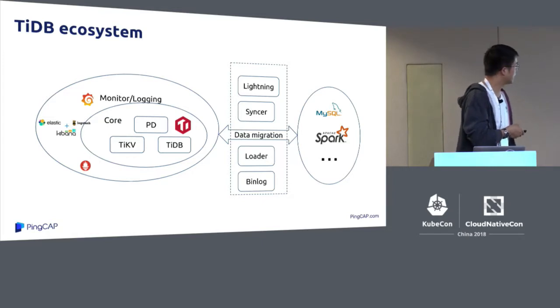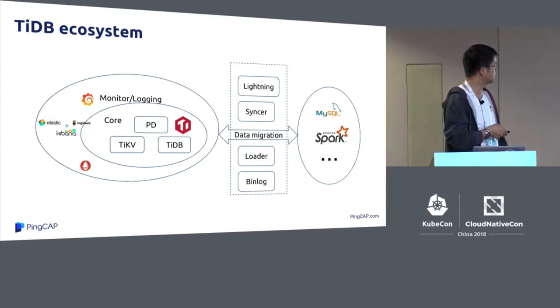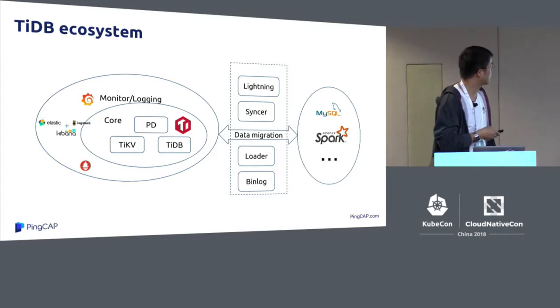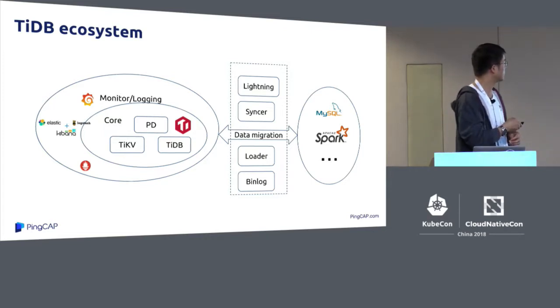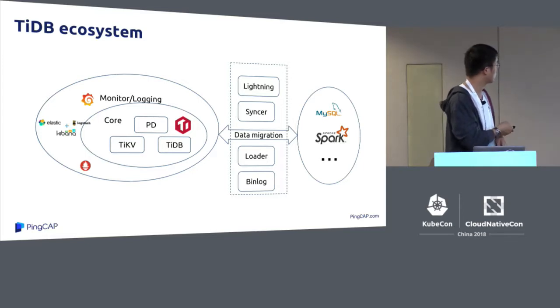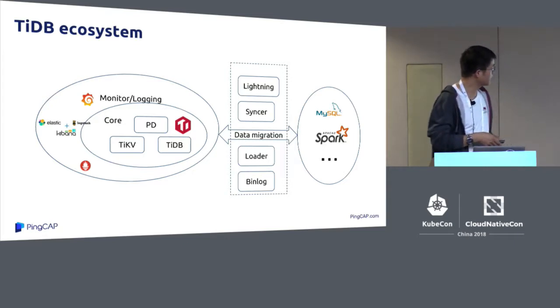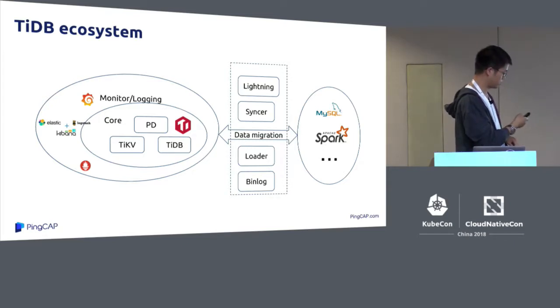As we have just said, TiDB's core components are PD, TiDB, and TiKV. And beyond that, we use open source monitoring and logging systems like Grafana and Prometheus for monitoring, and the Elastic Stack for logging. That's the whole TiDB cluster.